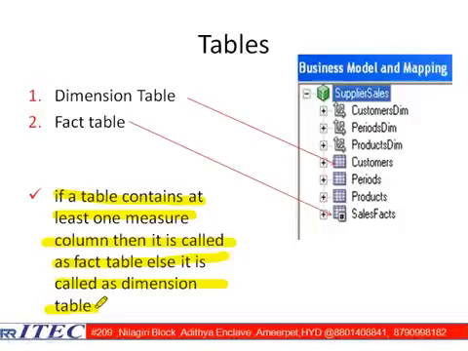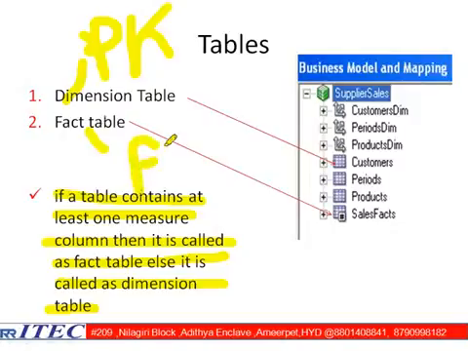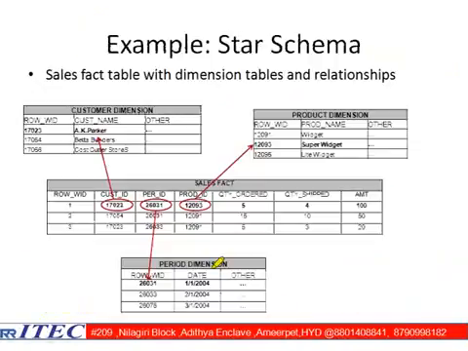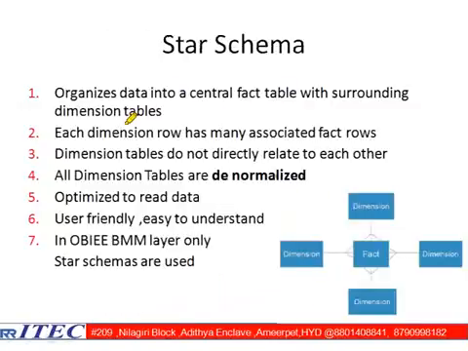And what is the relationship between these dimension tables and fact tables? Yes or no, sir? What is the relationship between dimension tables and fact tables? The dimension table's primary key is going to act as a foreign key here. If you want more clarity on that one, down the line we are going to discuss it. In this slide I am going to discuss it. Okay, as of now, leave that one.